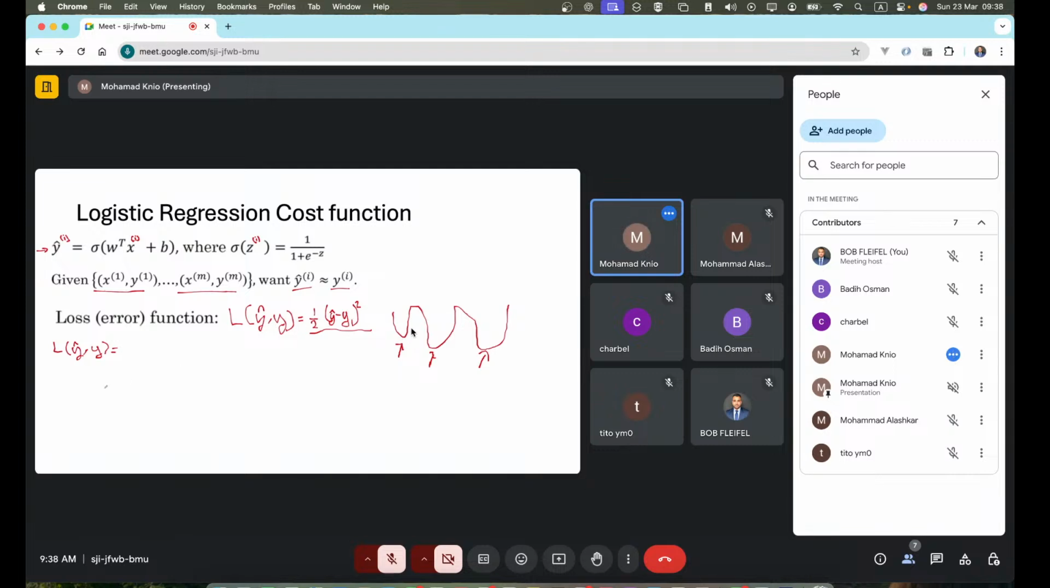And so here for logistic regression, we have negative of y log y hat plus (1 minus y) log (1 minus y hat), and this is all negative.